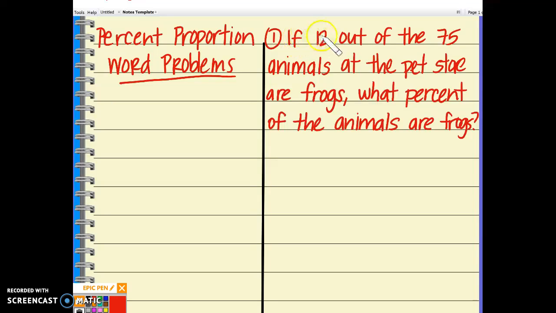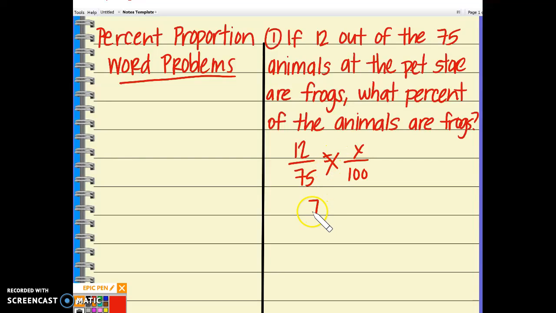All right, number one, if 12 out of the 75 animals at the pet store are frogs, what percent of the animals are frogs? All right, so the part would be 12. The whole would be 75. We're solving for what percent? And percent always means out of 100.